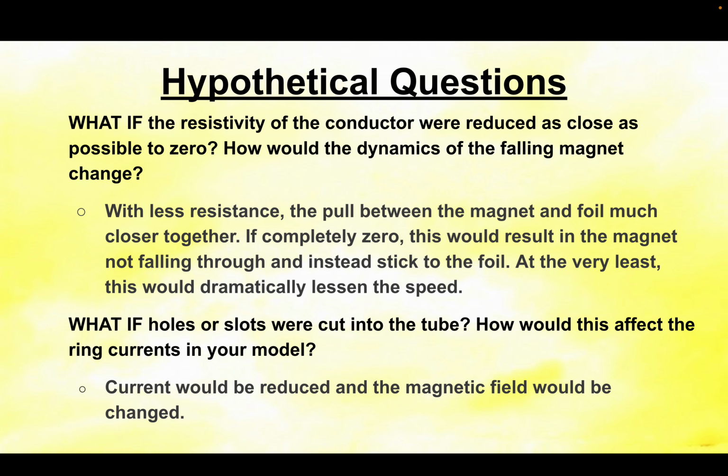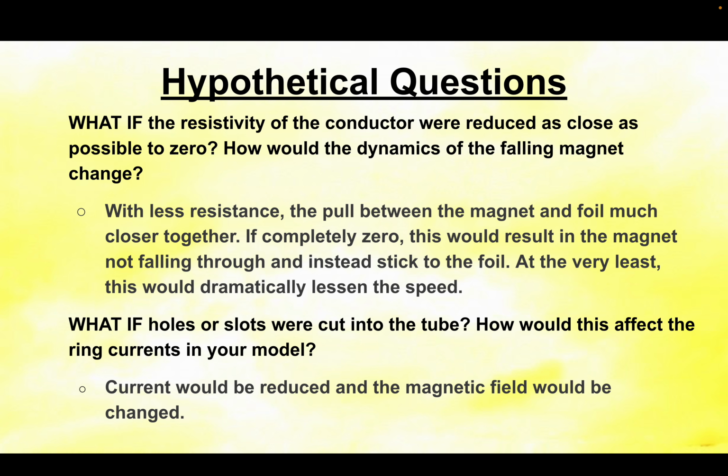So if there was no resistance, then it would be a very strong pull between the magnet and the foil. The magnet might not even fall through all the way. It would just stick to the foil once inside of it. So this would absolutely affect the speed and would cause a completely different result.